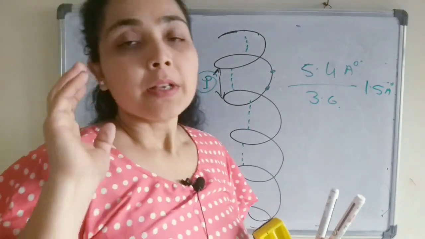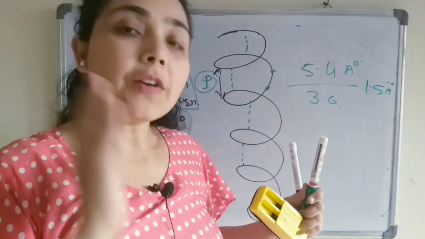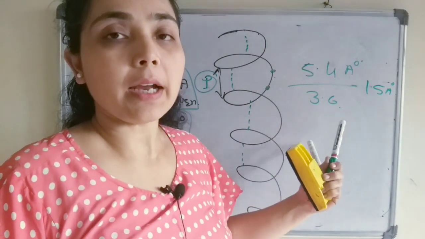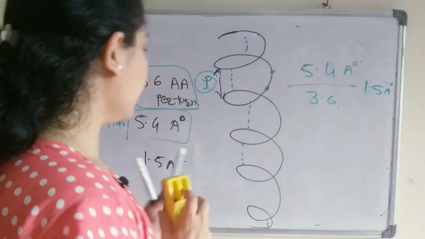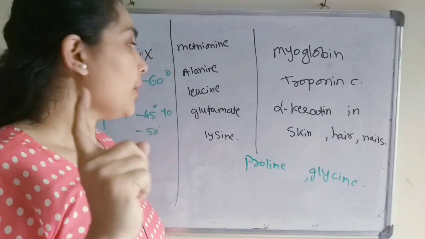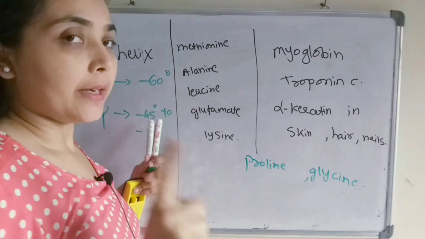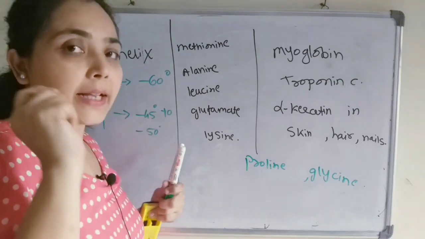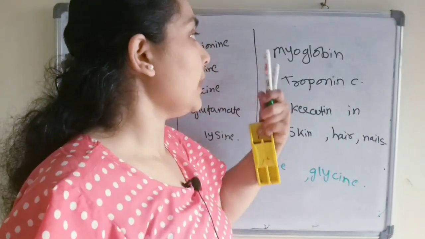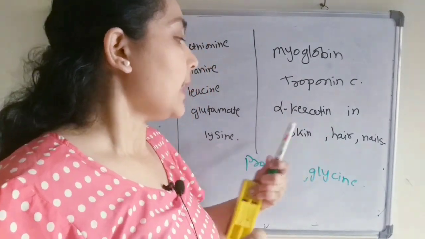Now we will see the examples where this alpha helix or helical structure is more common, and which amino acids favor the structure and which will restrict the formation of the secondary structure. So let us see the example. In alpha helix, the value of phi will be minus 60 degrees, and psi will be minus 45 to minus 50 degrees. Examples of proteins where this helical structure is most common are myoglobin, troponin C, and alpha keratin, which is found in the hair, nails and the skin.